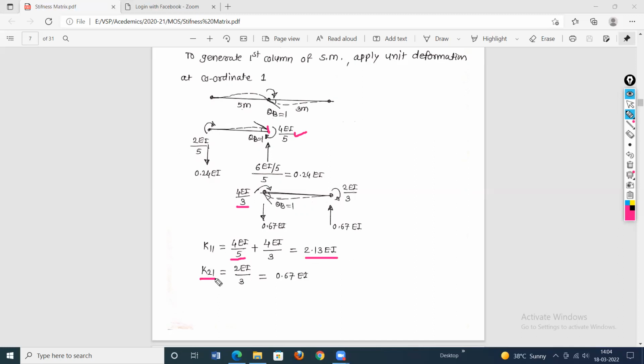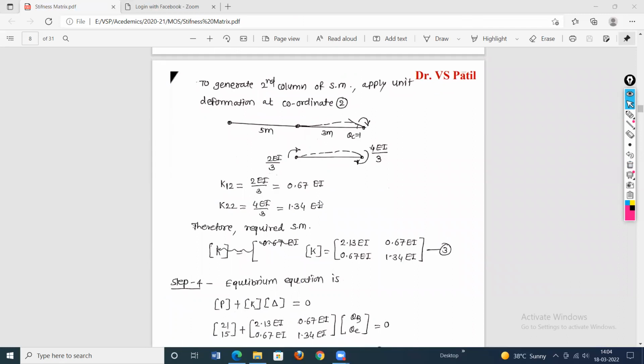Then stiffness at 2 now. Now our coordinate 2 is a moment. So at location C, what is the moment produced? How much is it? 2 EI by 3. It is a clockwise moment, and our coordinate 2 is also clockwise. So it is equal to 0.67 EI. So this is the first column of the stiffness matrix.